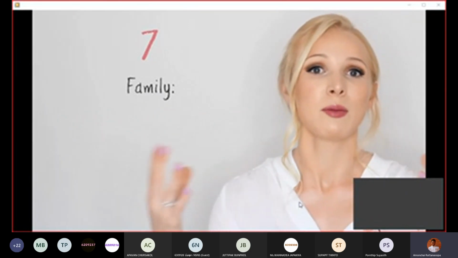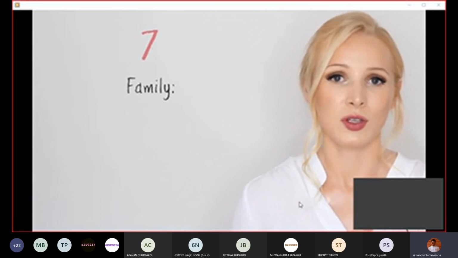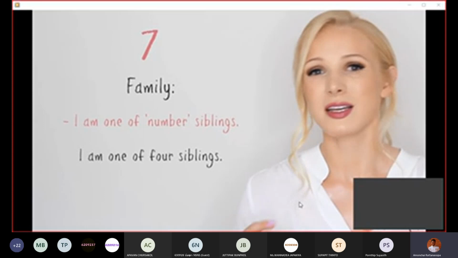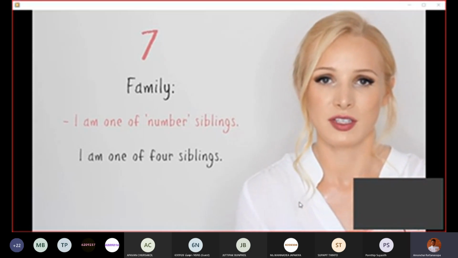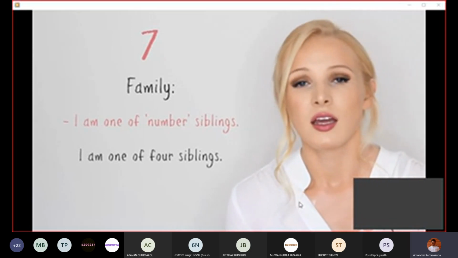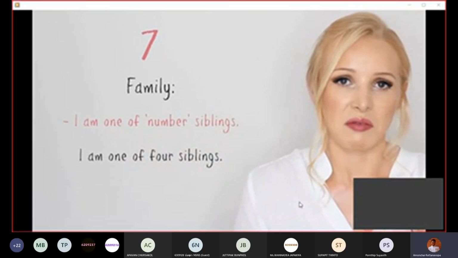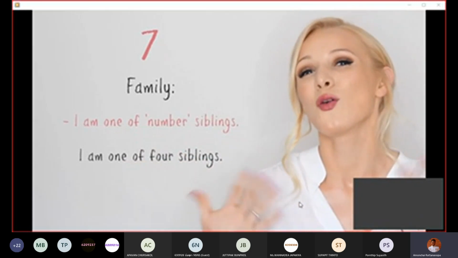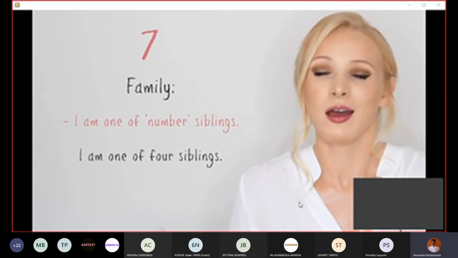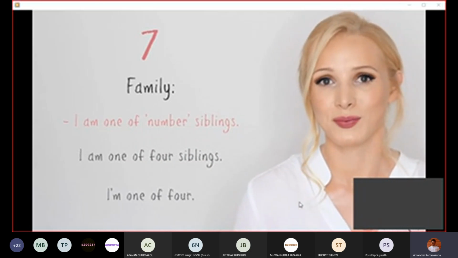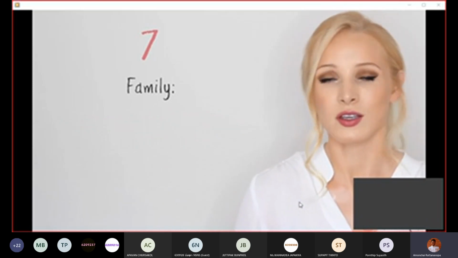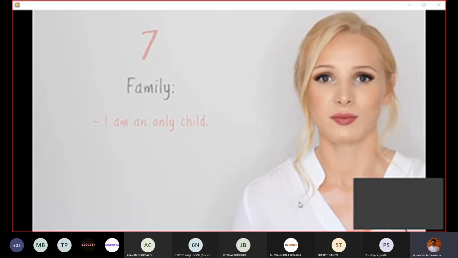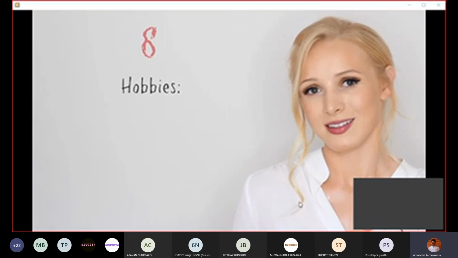If you want to talk about how many brothers or sisters you have, you can say, I am one of 4 siblings. Siblings doesn't specify the gender, so you don't have to say 2 brothers, 1 sister. You can just say siblings, 3. I'm one of 4 siblings. Or even if you're already talking about families, you can just say, I'm one of 4, and they'll understand you. If you have no brothers or sisters, you can say, I am an only child. I'm an only child.